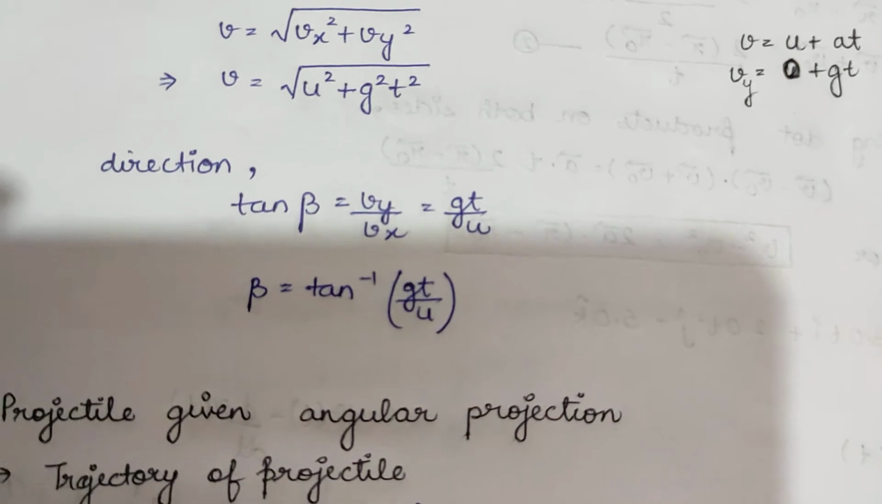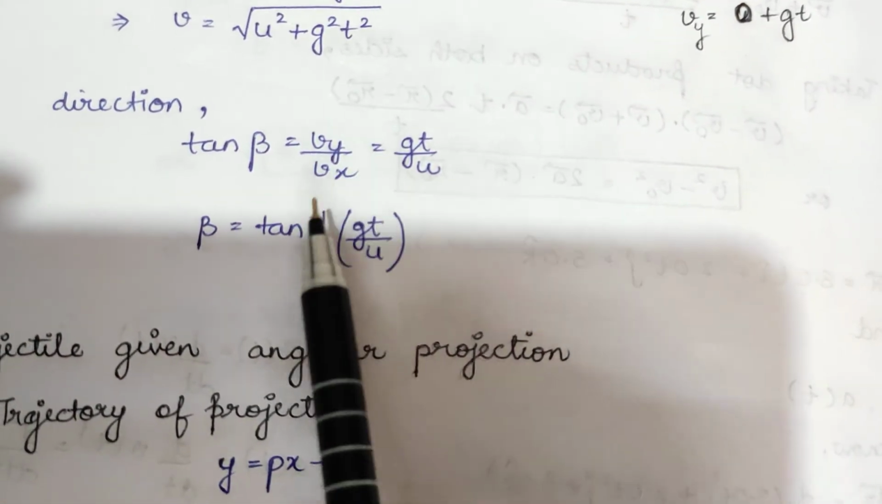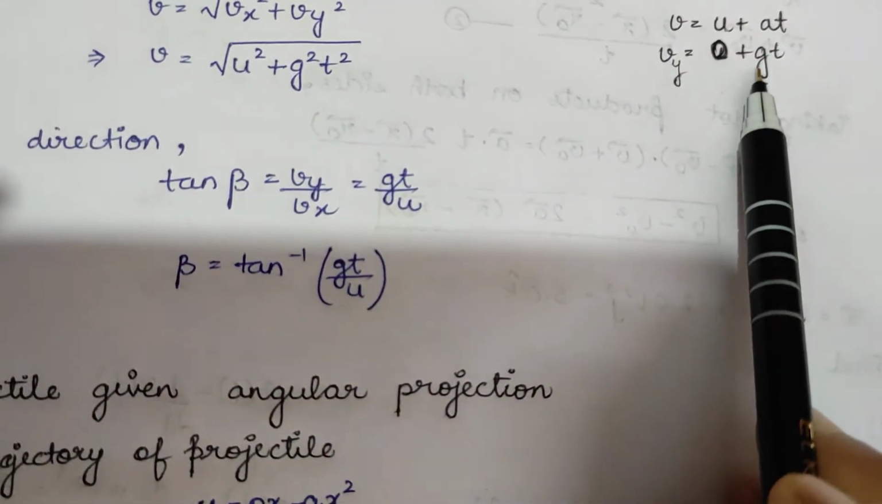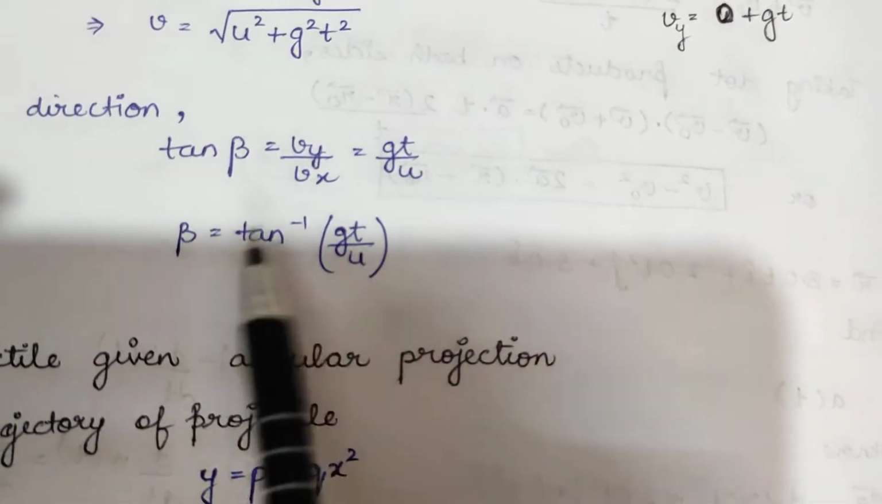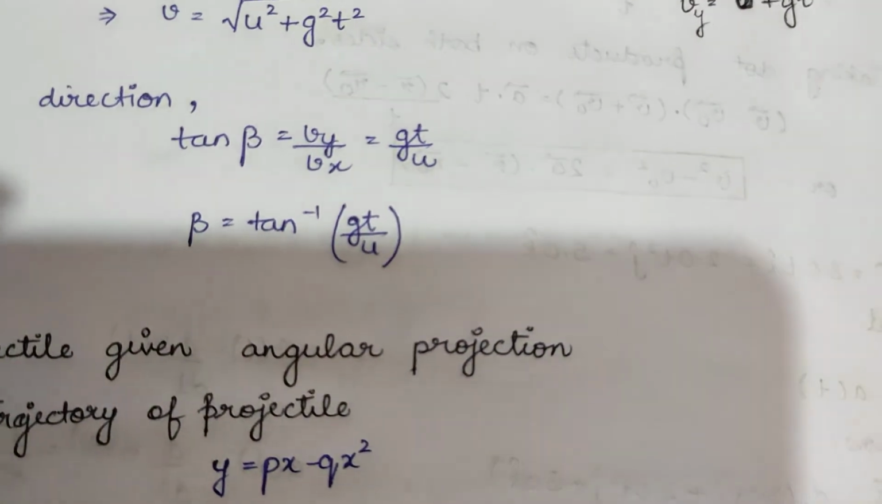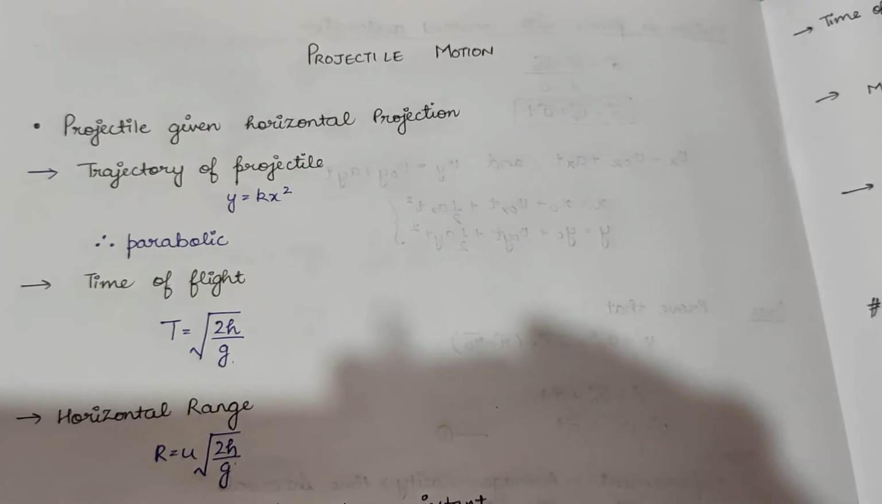Now to find the direction, we have to find the angle. tan β is given by vy/vx. vy is gt, as we have just found, and vx is u. So we get β = tan⁻¹(gt/u). Fine. Now I suppose these are the important terms related to projectile given horizontal projection.